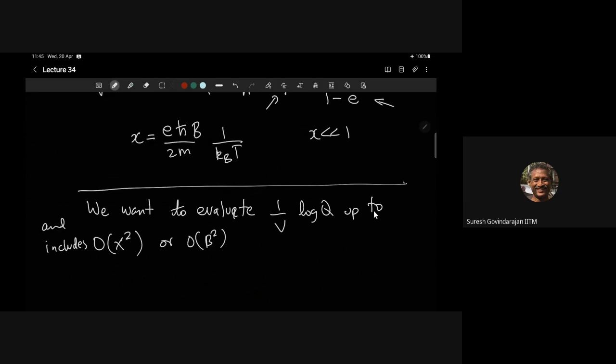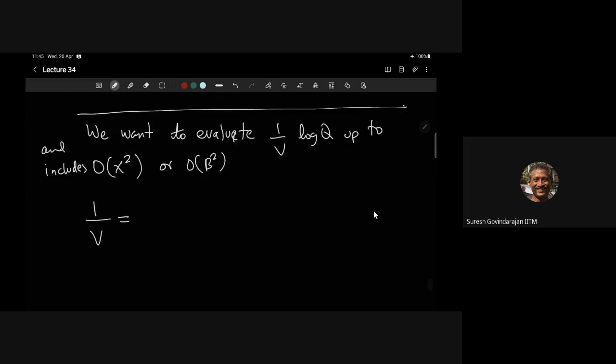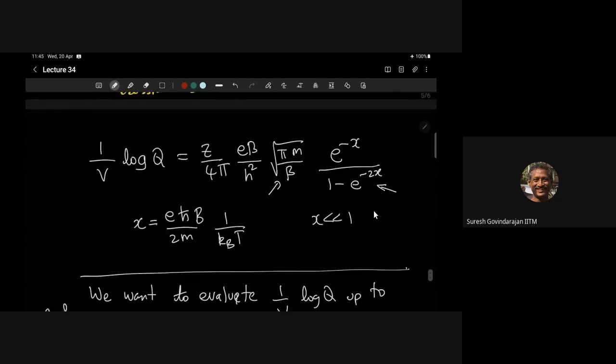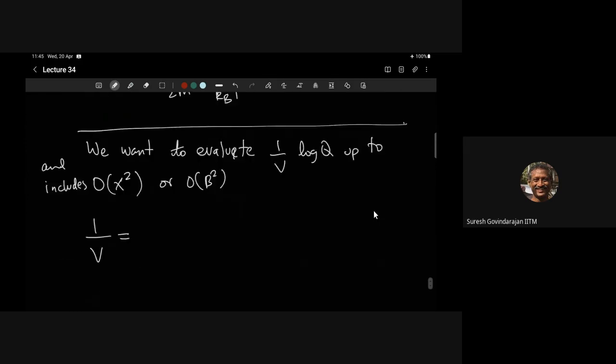If we just do that, you see here there's already a B in front, so we just need to work these things to linear order in X. So e power minus X can be written as 1 minus X, and the denominator will give, oh no, it's 1 minus, so there'll be a 2X, so we need to expand it to second order and do it. But we can just do that.